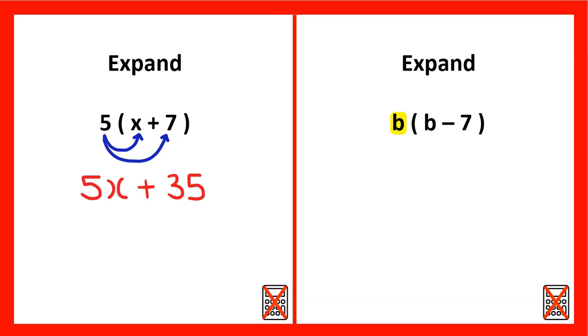For the second example, we have b outside, and to start, we'll multiply this by the first term inside, which is b. b times b will give us b squared. Next, we'll need to multiply b by 7. These are separated by a subtraction. b times 7 is 7b.